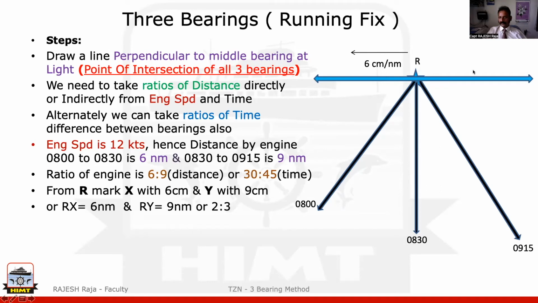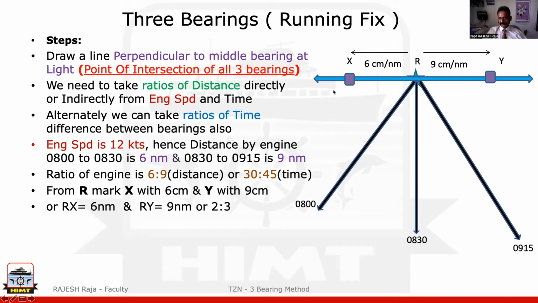Similarly, I'm going to go to the other side of my question. You can see I'm going to use 9 centimeters or 9 nautical miles. I'm going to mark X and I'm going to mark Y. So all I have done is, from the center point, which is Romeo, I have taken the ratio of the second and first and the second and third. This is what I've done. So I hope till now it is clear.